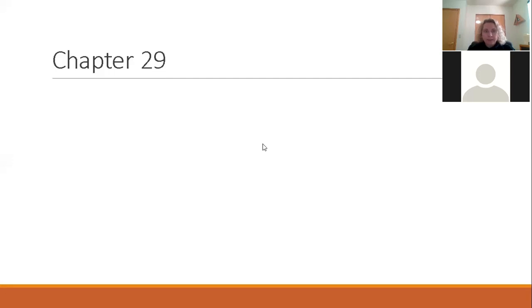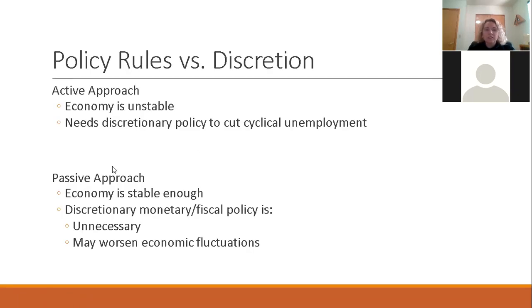So we're going to finish up chapter 29. Chapter 29, we talked about active versus passive policy, and what were the pros and cons of active versus passive. What is the theory behind using active versus passive? Passive being leave the economy alone and let it heal itself, and active being the Fed and the government have to get involved. And so this first slide is just a summary.